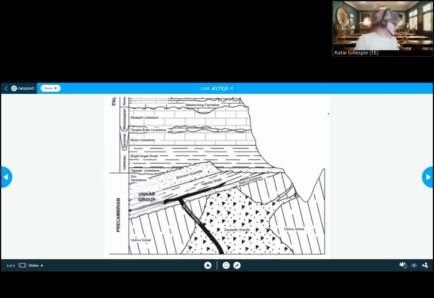All right, I'm moving. Hopefully everybody's with me. What is the first layer? Somebody tell me in the chat, what's the first layer?